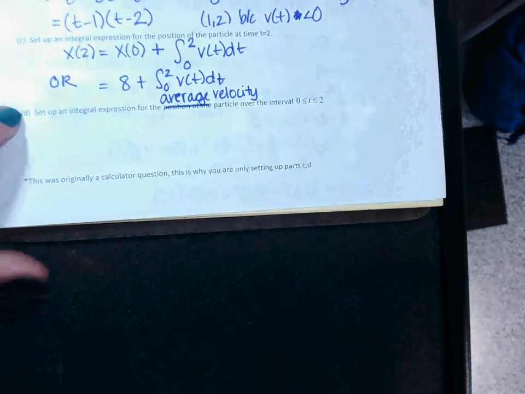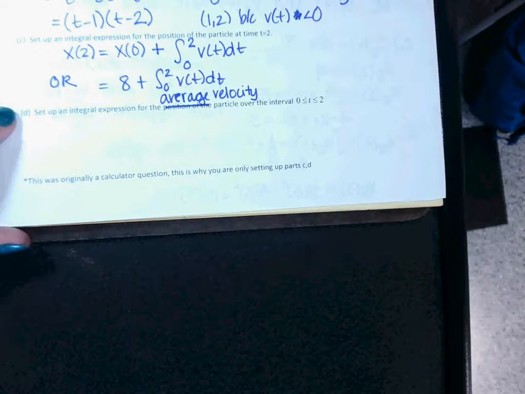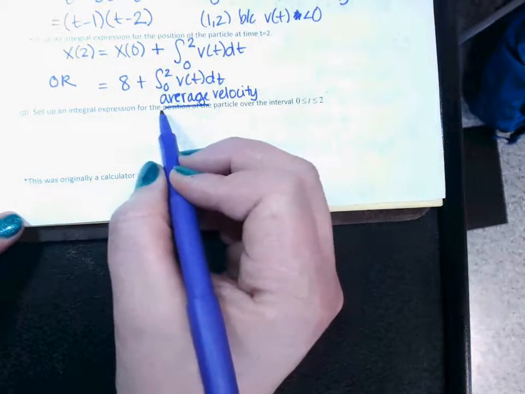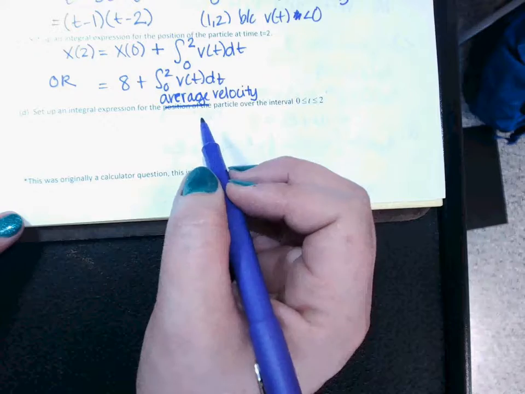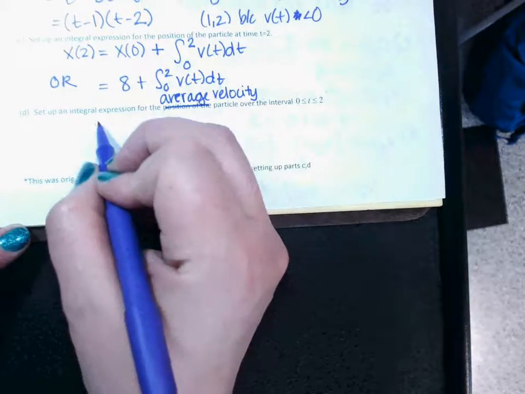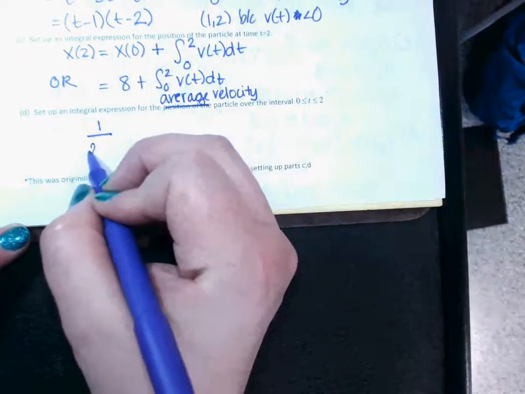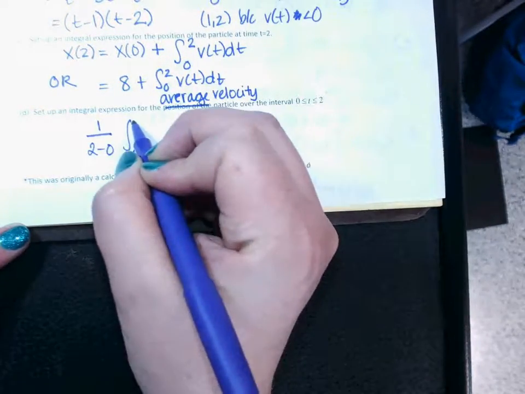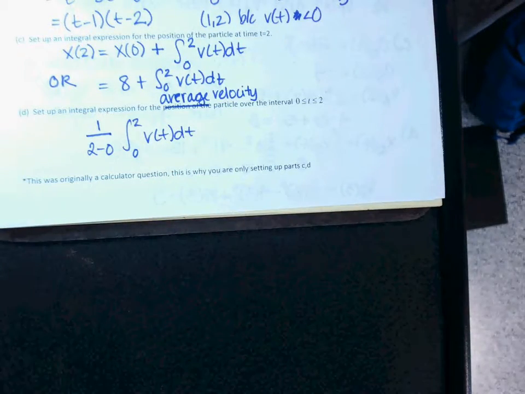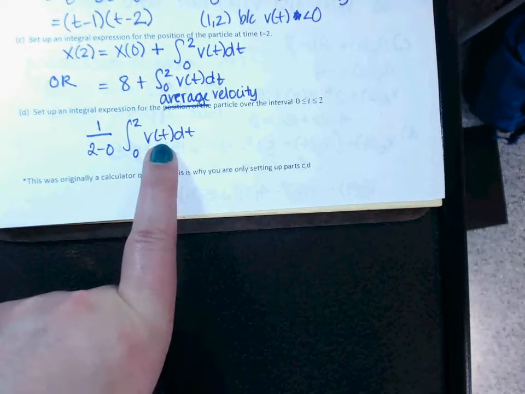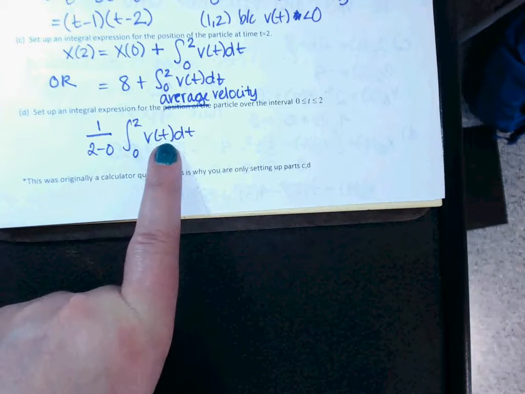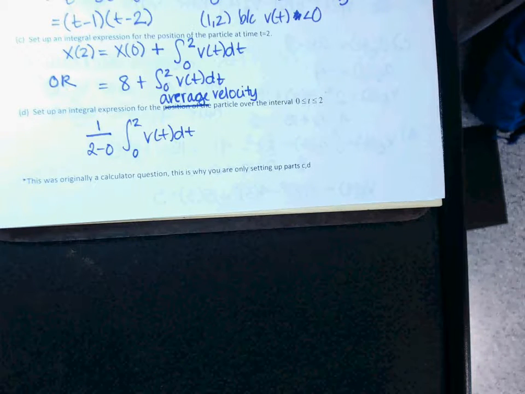Okay, last part. We want average velocity. What would that be? Is it a rock, or is it 1 over b minus a? 1 over b minus a. So it'd be 1 over 2 minus 0, and then your integral 0 to 2 of velocity. And remember, if it's average velocity, you should have velocity in the integral. If it was average acceleration and you were using that formula, you'd put acceleration here. Okay? Make sense?